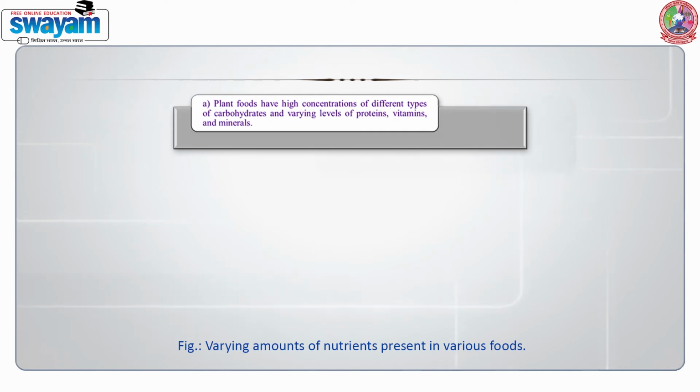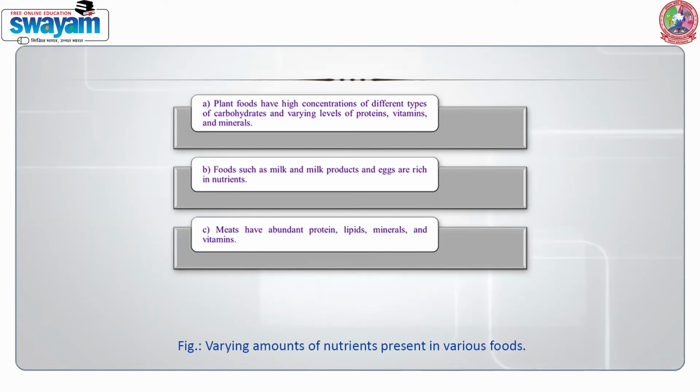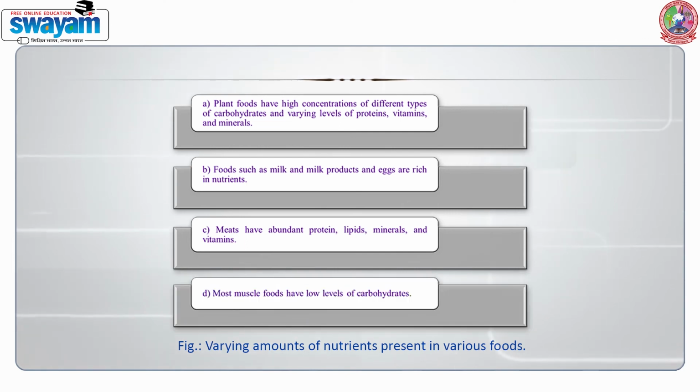Plant foods have a high concentration of different types of carbohydrates and varying levels of proteins, vitamins, and minerals. Foods such as milk and milk products and eggs are rich in nutrients. Meats have abundant protein, lipids, minerals, and vitamins, and most muscle foods have low levels of carbohydrates.